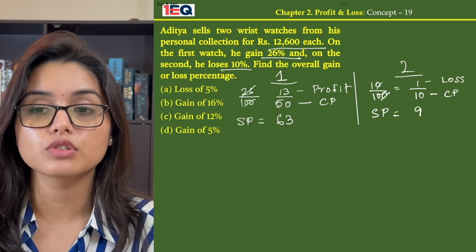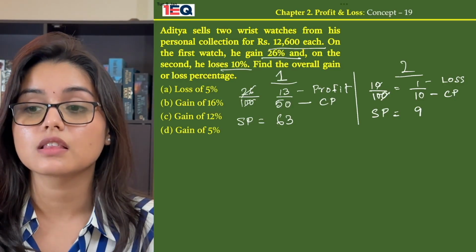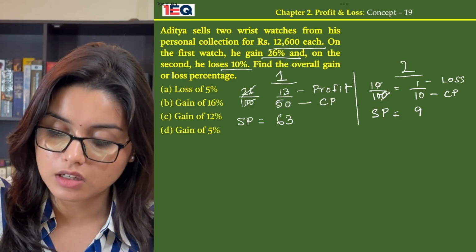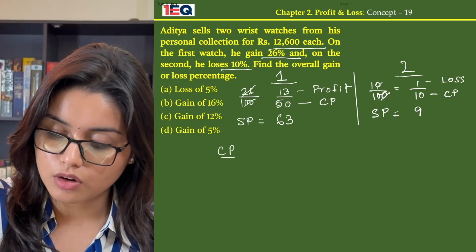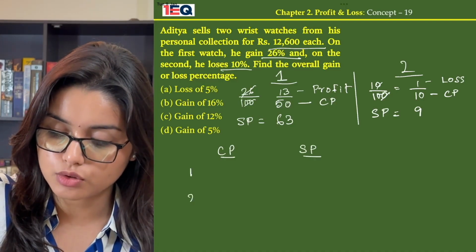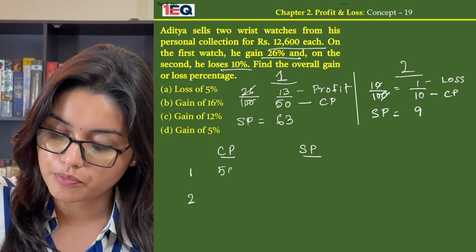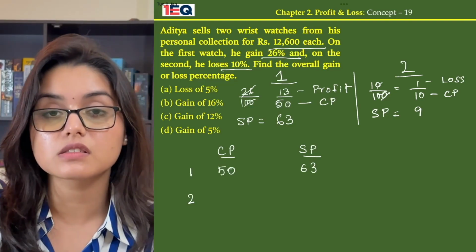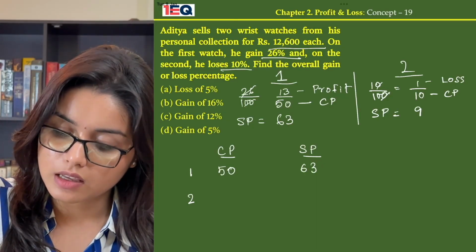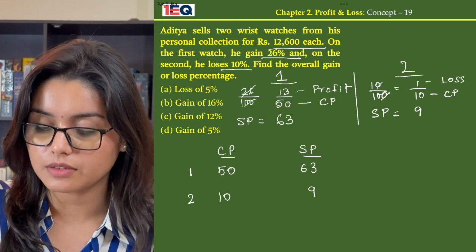Now, as according to the question, both the watches were sold at the same price. That means the selling price of both the watches are same. So now writing it in a clearer format, cost price and selling price of watch 1 and 2. So the cost price of watch 1 is 50, whereas its selling price is 63. Cost price of watch 2 is 10, whereas its selling price is 9.